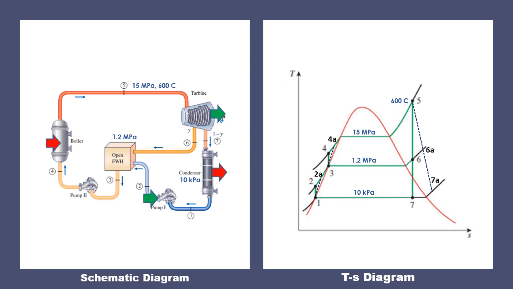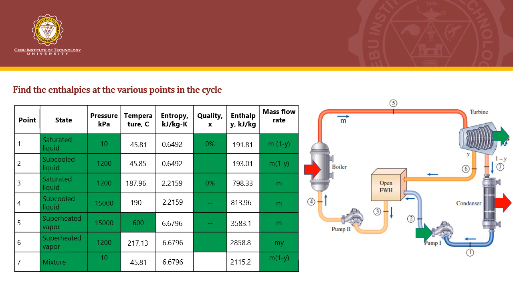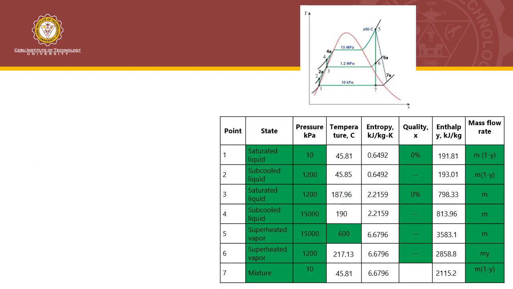So we need to get the value of 2A, 4A, 6A, and 7A using the relationship for isentropic efficiencies. We'll also get the same value of the enthalpies with the same process that we have for the actual process. So as you can see, we have the same enthalpies from points 1 to 7, but since this is actual, we're going to get the actual values of enthalpies at 0.2, 0.4, 0.6, and 0.7.